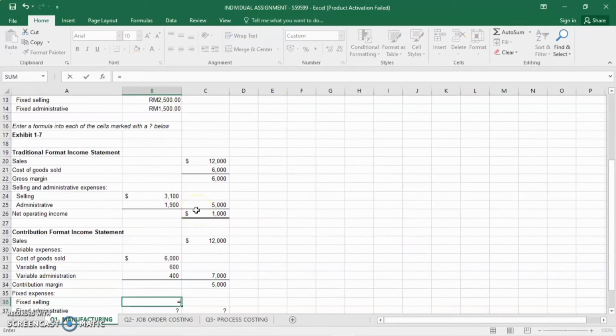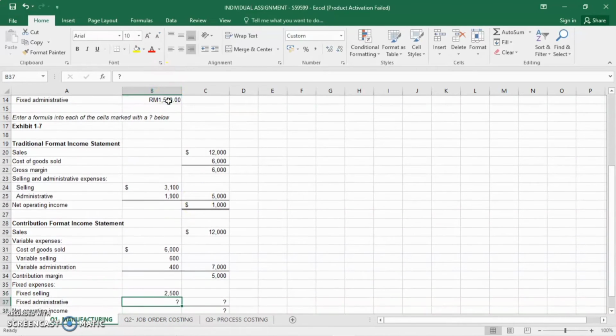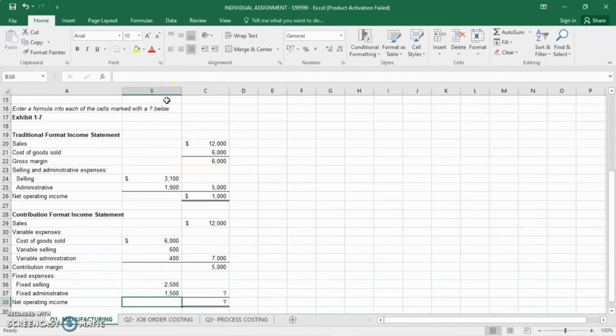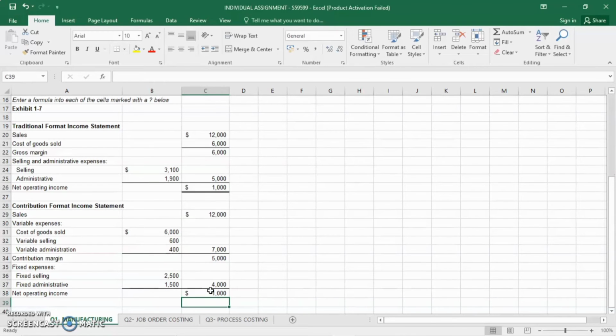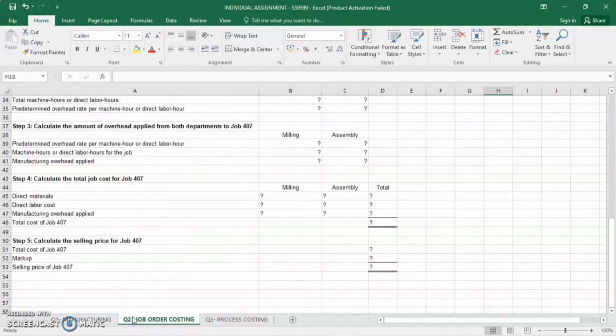And for fixed selling and fixed administrative, the total fixed expenses, fixed selling plus fixed administrative and get 4,000. Contribution margin minus total fixed expenses and get net operating income 1,000. We proceed to job order costing.